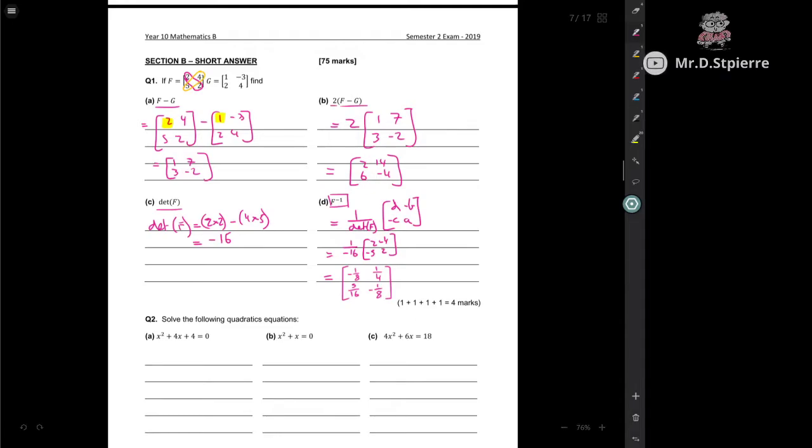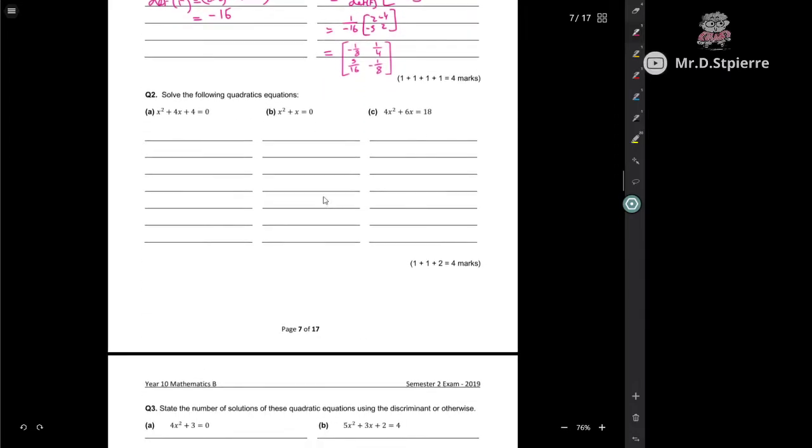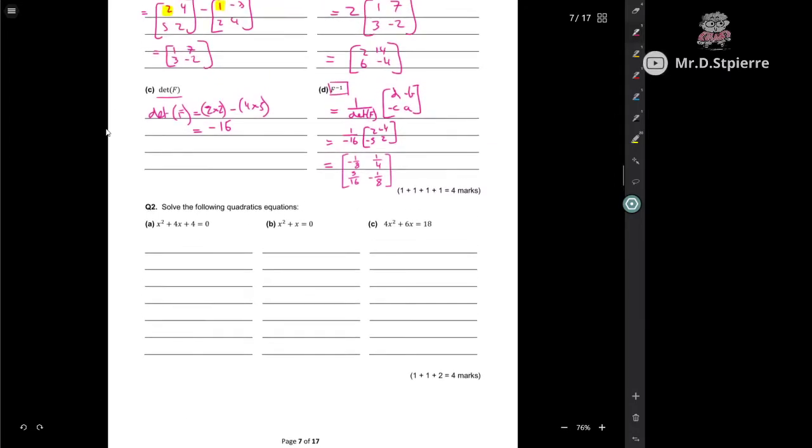Right, question 2. Solve the following quadratic equations. Okay, we are solving here. There are going to be a couple of things tied in here. We need to be able to factorize, because they are quadratics, and then we're going to use them. Pretty much always we'll use the null factor law where possible.